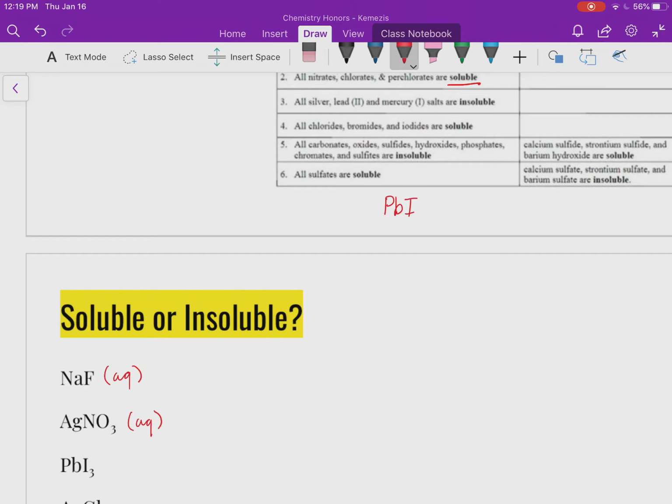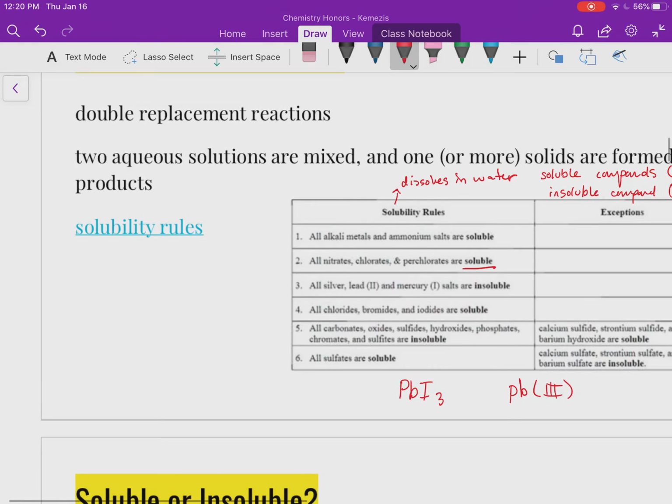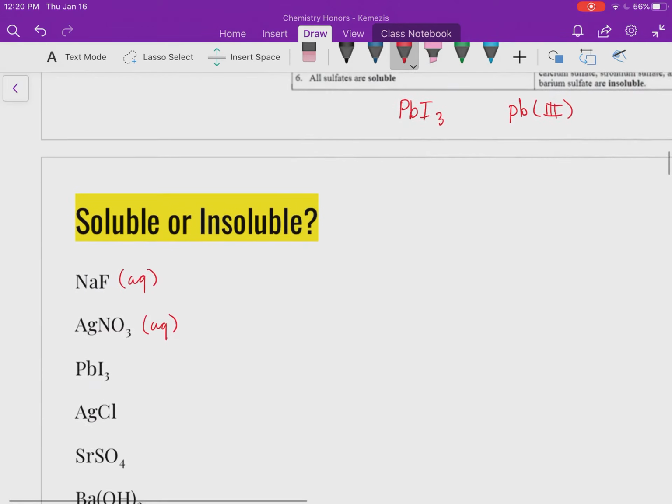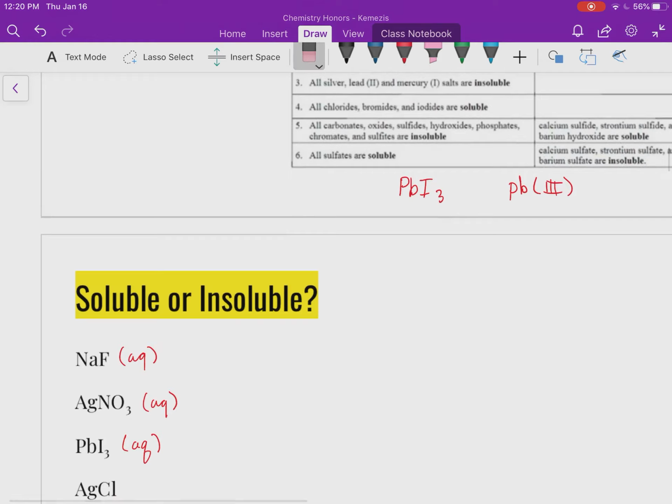Then we come here, we have PbI3. Not an alkali metal or ammonium. Move to the next. We do not have nitrate, chlorate, or perchlorate as the anion. It's not silver, it's not mercury. This is also not lead 2. This is lead 3 iodine. So rule 3 does not apply to this compound. So I hit rule 4 and it says all chlorides, bromides, and iodides are soluble. So we go through all of our rules until we get to the rule that applies.